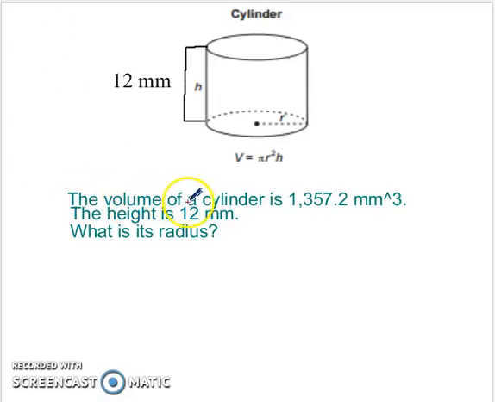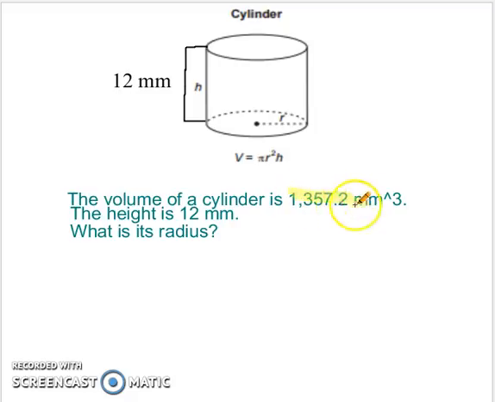The volume of a cylinder is 1,357.2 millimeters cubed. The height is 12 millimeters. What is its radius? The tip for this is to highlight your numbers.